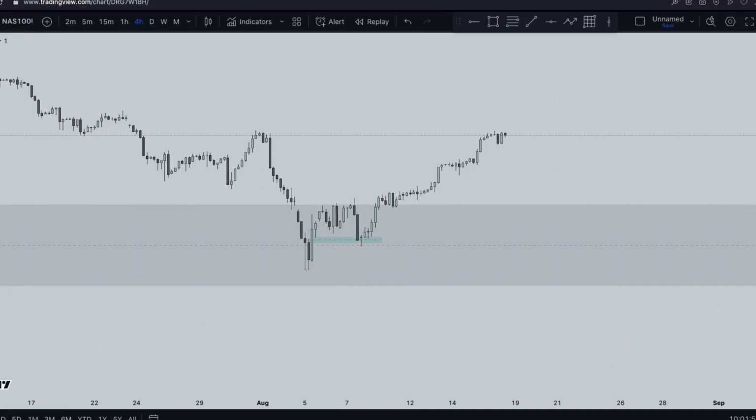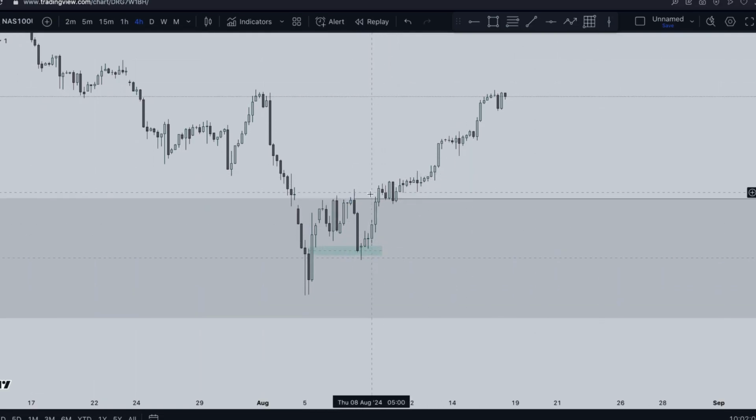Where is price coming from? From a fair value gap. What did we create here? Remember, once we close above it, that becomes an order block on the 4 hour. But are you going to trade this 4 hour like this? Nope, you're not going to trade it like this because you don't have that account to risk all this.